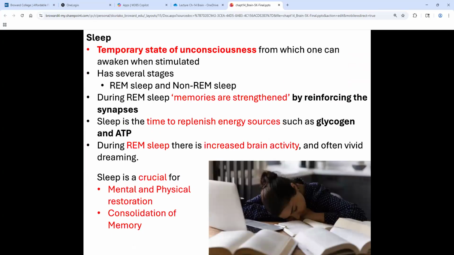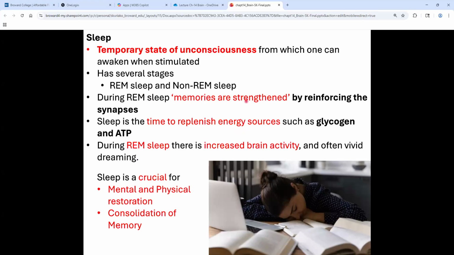Now coming to sleep. What is sleep? Sleep is a temporary state of unconsciousness. It is not permanent because you can awaken from it. And you know there are several stages. You know about REM sleep, right? What is REM? Rapid eye movement. So during REM sleep, your eyes will be moving rapidly. And there's non-REM sleep where there's no eye movement.